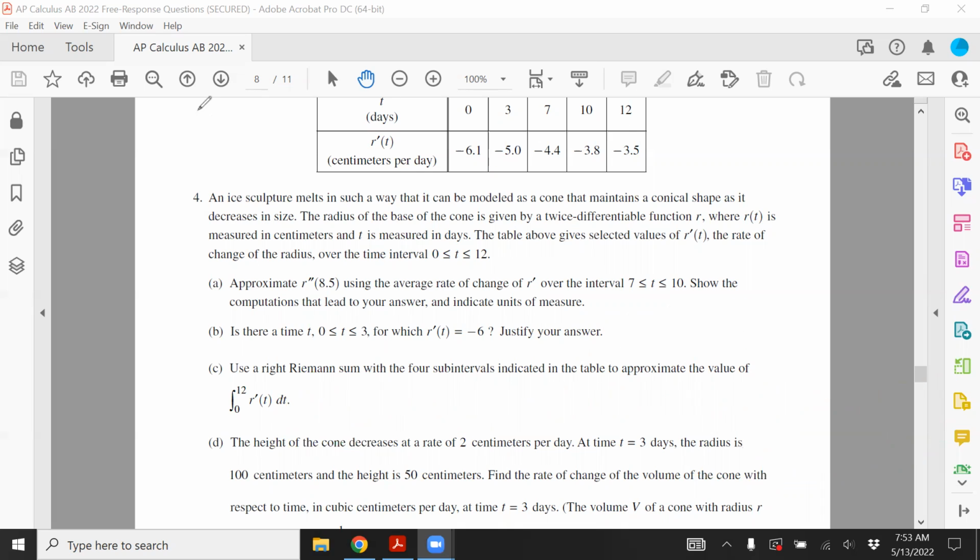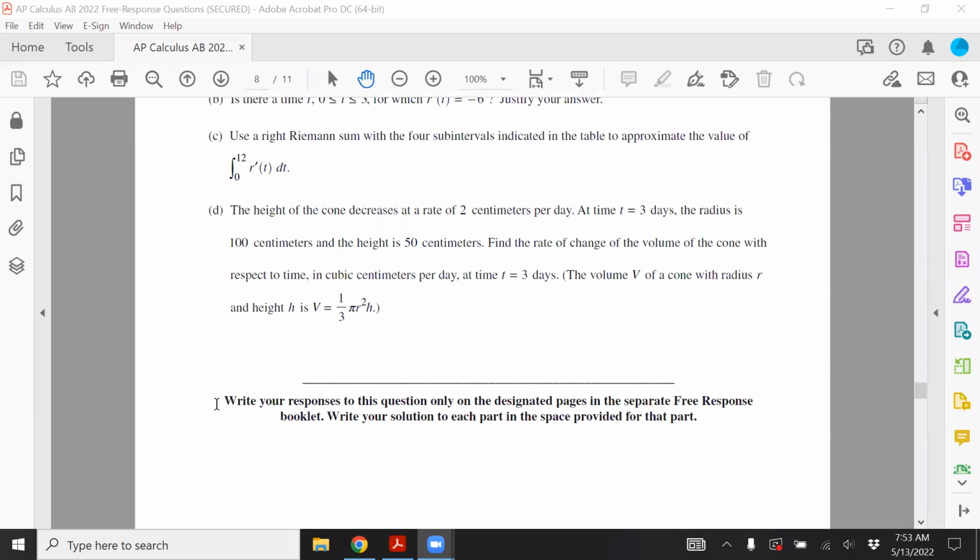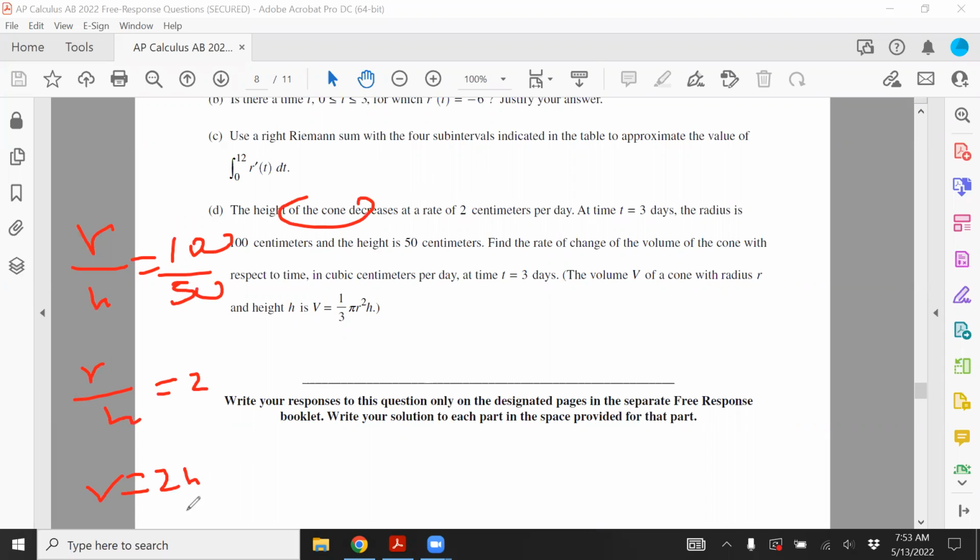Then lastly for D, what do you guys think here? Another related rates problem. I'm surprised they did this twice. The first order of business is you're going to want to relate R and H. They say that the radius is 100 while the height's 50, so the ratio between the two is 2. R equals 2H. And since they give us how the height changes, we'll probably want to isolate for R.